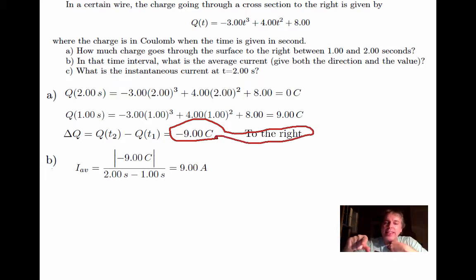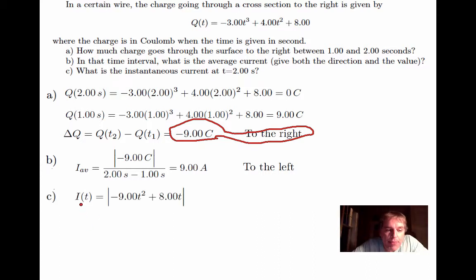That means that this is equivalent of having plus 9 coulomb to the left, which means that I average would be to the left, because I average follows the direction of the motion of the positive charges. Okay. Now let's look at question C. What's the instantaneous current at t equal 2 seconds?